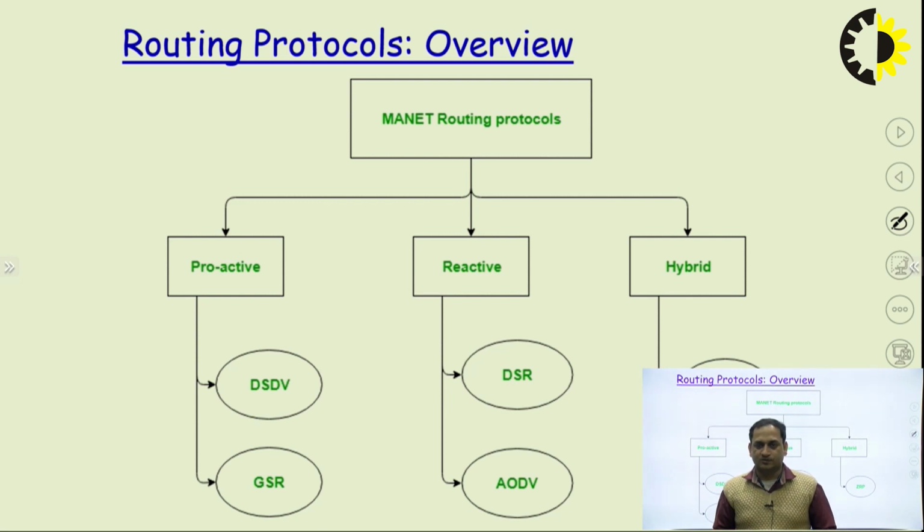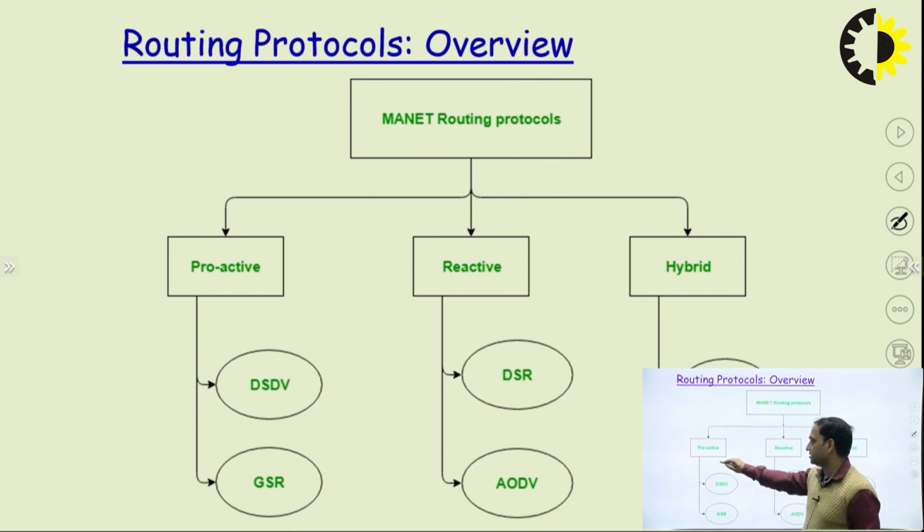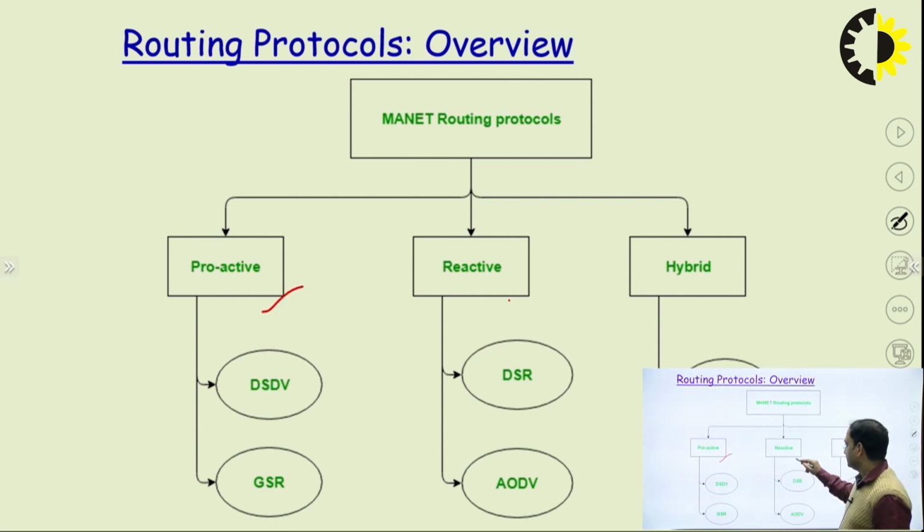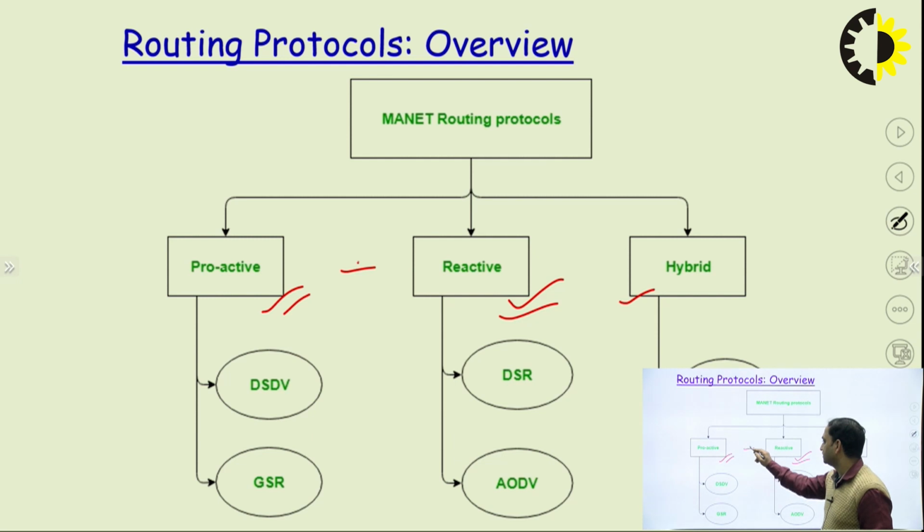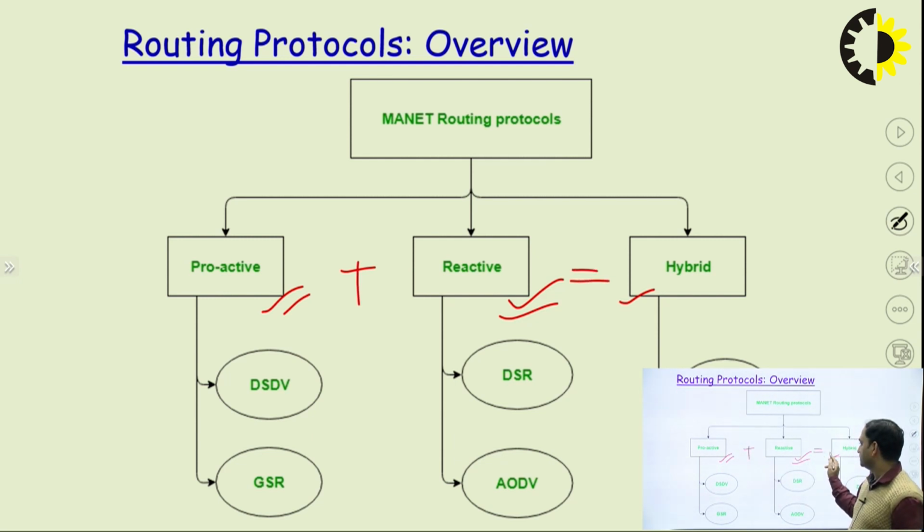Next is the routing protocols. Now we come to the second section of this MANET system. Basically the MANET system depends on routing protocols. These routing protocols are of three types. First is the proactive routing protocol, second is the reactive routing protocol, and third is the hybrid routing protocol, which is a combination of the proactive and the reactive routing protocol. So proactive plus reactive is equal to the hybrid routing protocol.